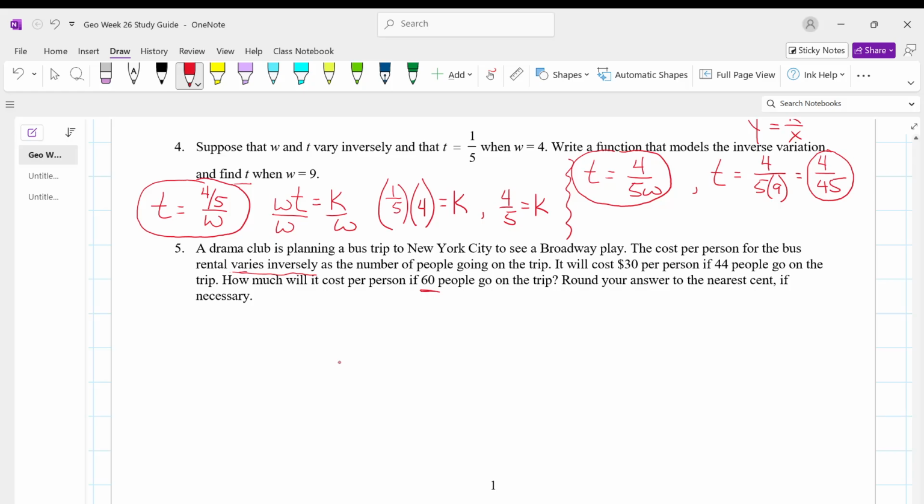So if it varies inversely, then our cost times the number of people that go is going to equal a constant. So our cost per person is 30 times 44 people going is equal to a constant. So 30 times 44 is equal to 1320. So 1320 is our constant.